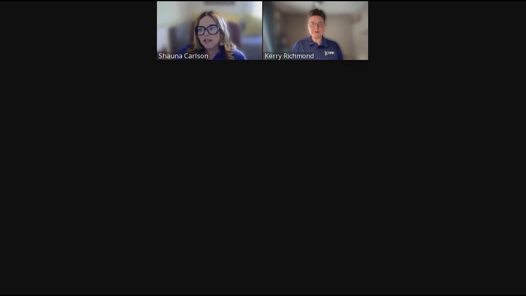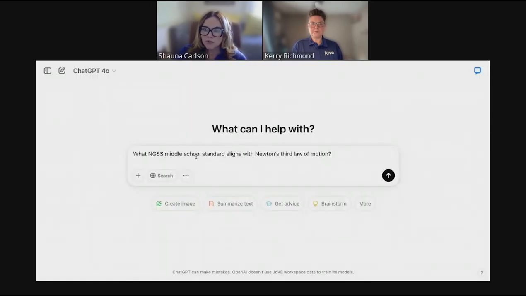So the first thing I would want to do is make sure that I'm aligning my lesson to whatever my standard is for my state. In this example, because a majority of states are based around NGSS or similar, we'll use that, but you can use your state-specific one. So I've typed in here, what NGSS middle school standard aligns with Newton's third law of motion?